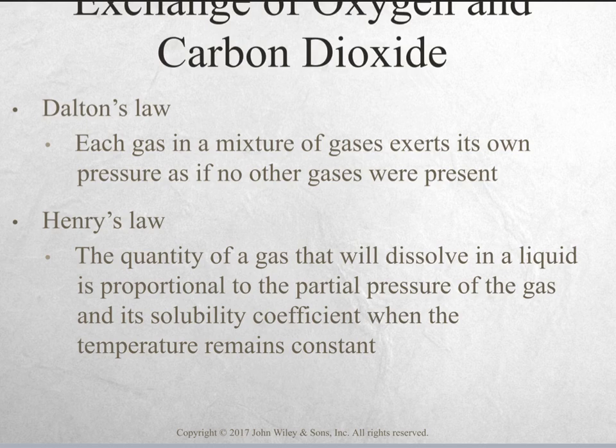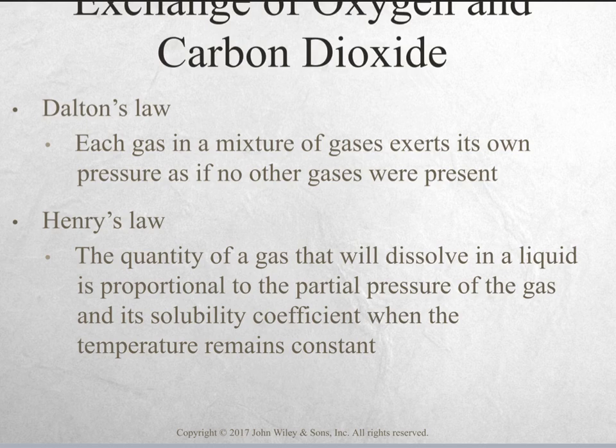So just in general, if we look at a couple laws, we just covered Boyle's law that said that there's an inverse relationship between pressure and volume. We have two more laws to look at, and this is going to deal with the exchange of oxygen and carbon dioxide. The first law is Dalton's law, and basically this says that each gas, whether it be oxygen, carbon dioxide, or any other gas, in a mixture of gases, exerts its own pressure as if no other gases were present. So what this essentially means is that oxygen is going to have its own partial pressure and carbon dioxide is going to have its own partial pressure, regardless of oxygen and carbon dioxide being together in the mix.